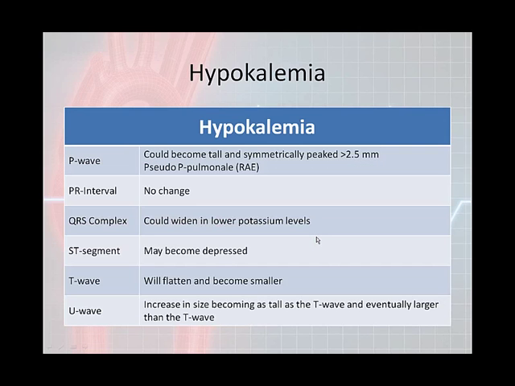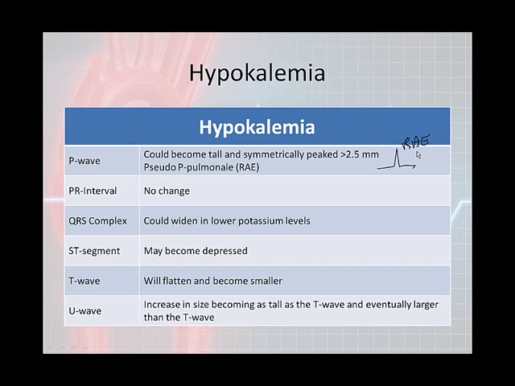What exactly does hypokalemia look like on the 12 lead? Well, the P wave could become tall and symmetrically peaked at greater than 2.5 millimeters. Basically what that means is your P waves could look like they're going to be peaked like this, that would be your normal P wave, which would normally indicate right atrial enlargement. In this case, it's not a true right atrial enlargement that's causing the peaking of the P wave. It's actually the hypokalemia. This gives what's called a pseudo P pulmonale. There should be no change in the PR interval.